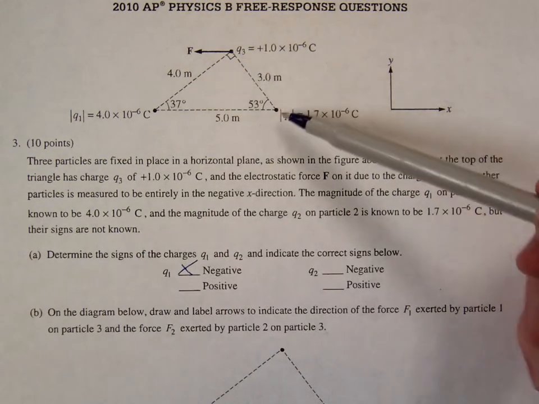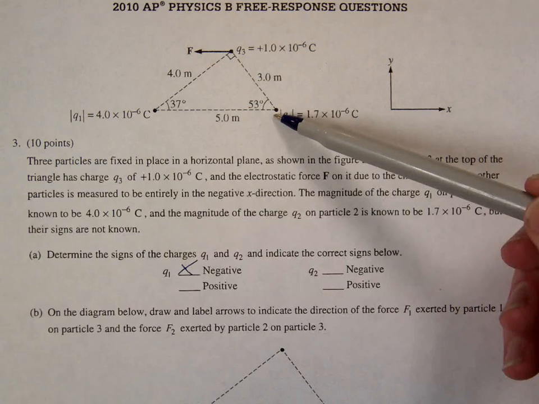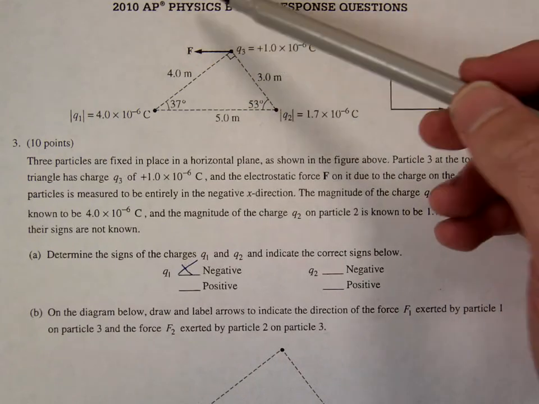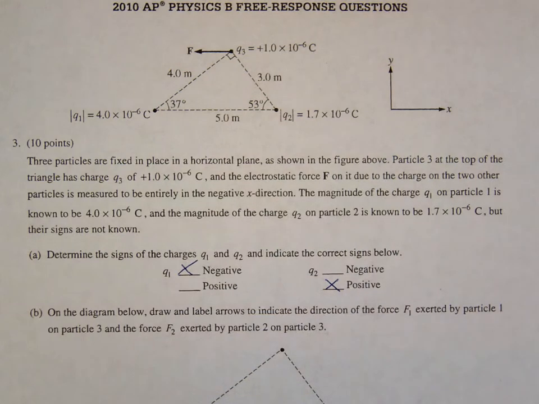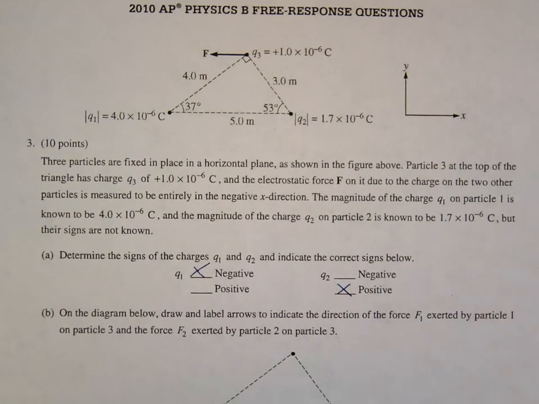And then charge 2, positive. So charge 2 is going to push it that way, right? Push against it, cause it to go in that direction. So that should be your answer. That was worth just 1 point if you got them both.